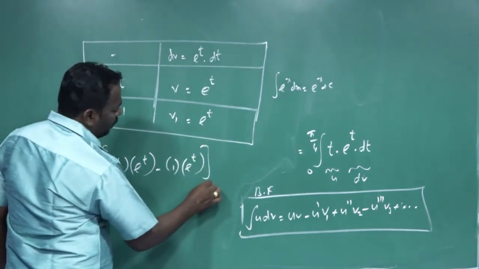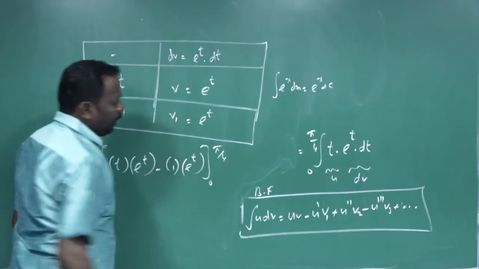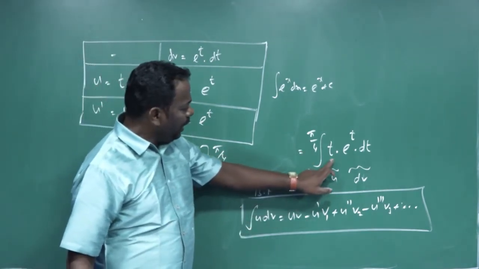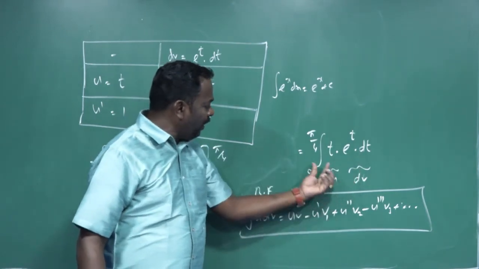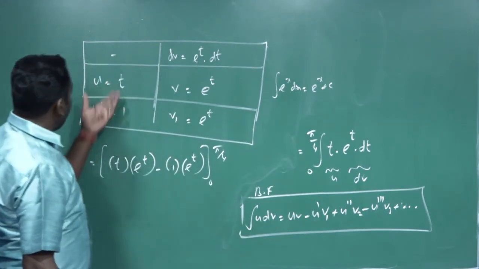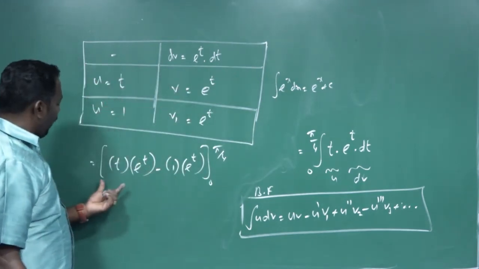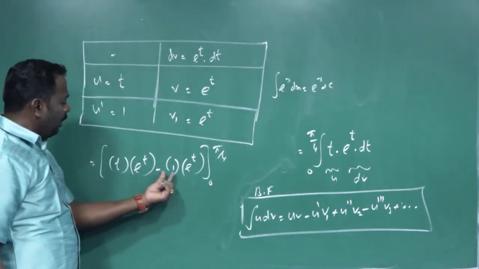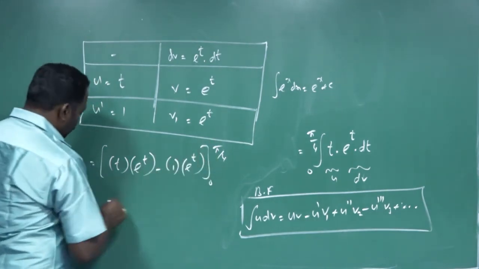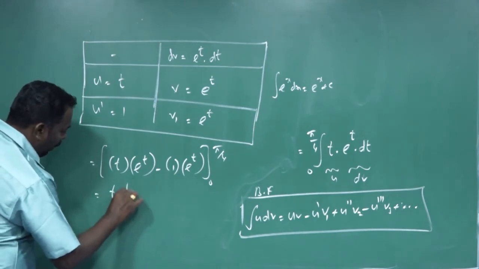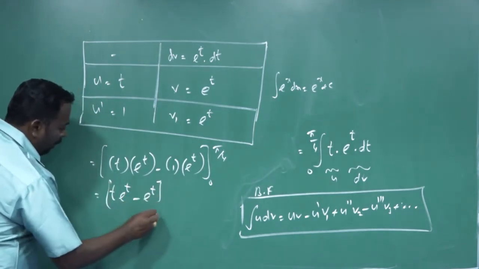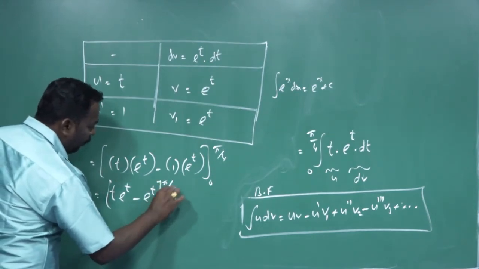Then the limits given are 0 and pi by 4. Once again, the last term is the integral from 0 to pi by 2 of t into e power t dt, in the form of the integral of u into dv, by applying Bernoulli's form. Now we obtain the differentiation and integration. Now apply the formula u into v minus u dash into v1. The limits are 0 and pi by 2. Simplifying, this equals t into e power t minus e power t, with limits 0 and pi by 4.